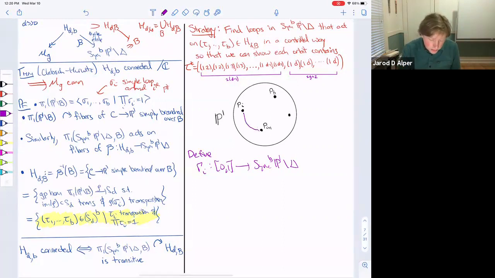So I'm going to choose paths gamma i and gamma i prime, not intersecting, so that they go in those directions. And then I define this a loop in the space of B unordered points by I fix so that the first i minus 1 don't move, and then I just exchange the ith and the i plus 1th.